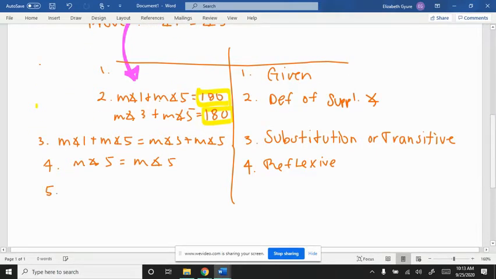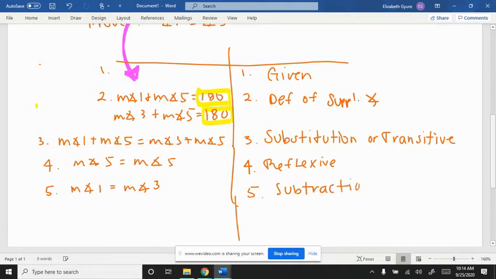So then for number 5, though, this is another place where your book and I differ. I would do this in one more step. Because the way your book does it, they then take that 5 and what are they going to do with it? They're going to subtract it out, right? It's equivalent on either side. They're going to subtract it out to get the measure of angle 1 equals the measure of angle 3 by the subtraction property.